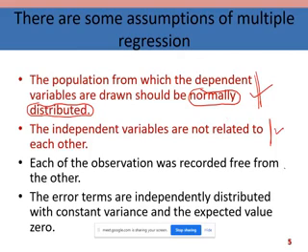Each of the observations is recorded free from the others. This is generally done, so you may assume that this is already done. The observations are not related to each other. If I take the measurement of temperature and humidity today, it will not influence the temperature and humidity tomorrow. So they are independent, not related to each other. Error terms are independently distributed with a constant variance and an expected value of 0. Just summarize this; such things might come in the exam at some point.